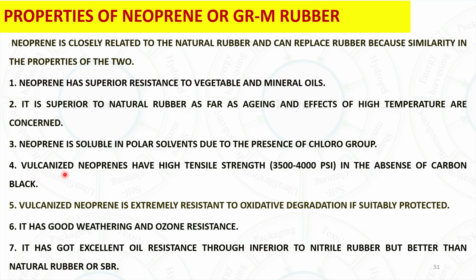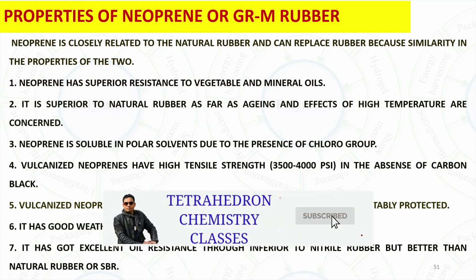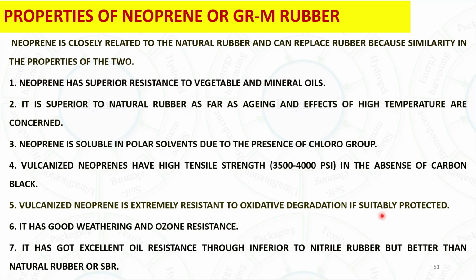Number 4, vulcanized neoprenes have high tensile strength, up to 3500 to 4000 psi, pounds per square inch is the unit, in the absence of carbon black. When carbon black is not there, then the vulcanized neoprene has very high tensile strength. Okay. Number 5, vulcanized neoprene is extremely resistant to oxidative degradation if suitably protected. Okay, this is another very distinct advantage of this one.